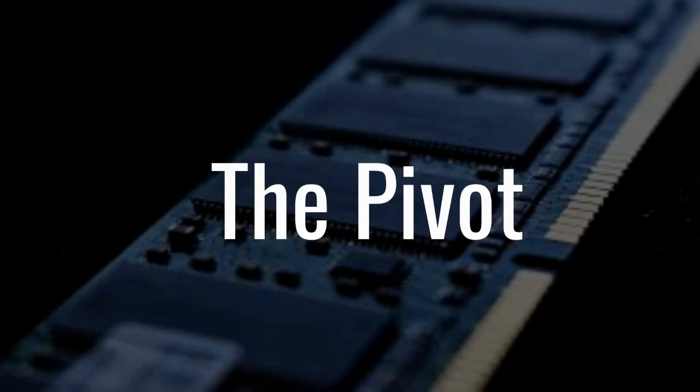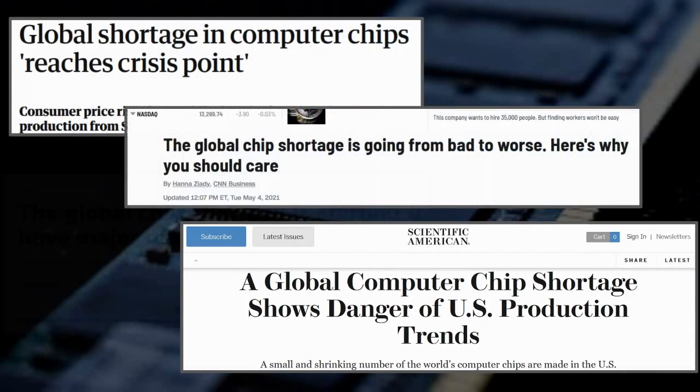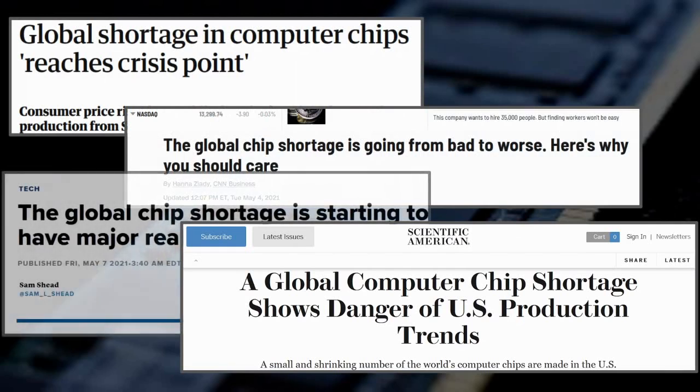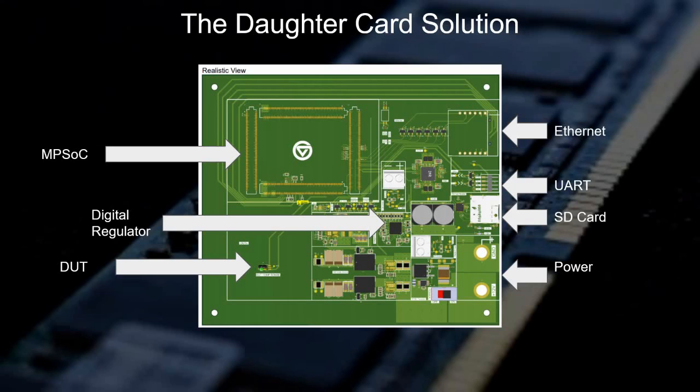We created a design and presented it to the sponsor, and they approved it. However, there was a huge problem with supplying our chips for that design. So came the pivot. There is a global shortage on computer chips. In fact, it's at a crisis point where car manufacturers have to pause production. This resulted in us coming up with a daughter card solution.